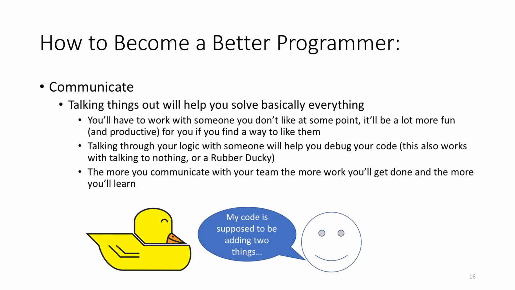Communicate. Talking things out will help you solve all sorts of problems. Eventually, you will work with someone you don't like. Finding a way to like them will help you have more fun and be more productive. Talking through your logic with someone will help you debug your code. Rubber duck debugging is also useful. The more you communicate with your team, the more work you will get done, and the more you will learn.